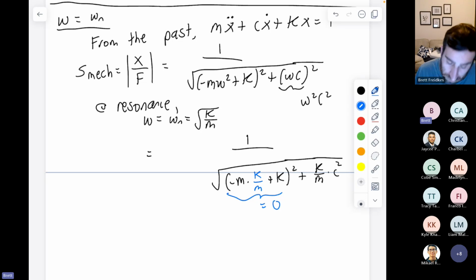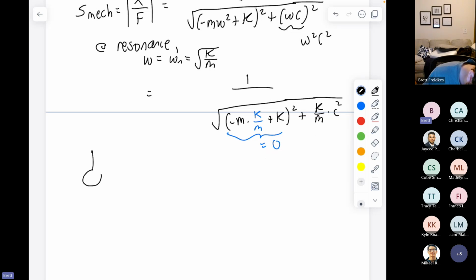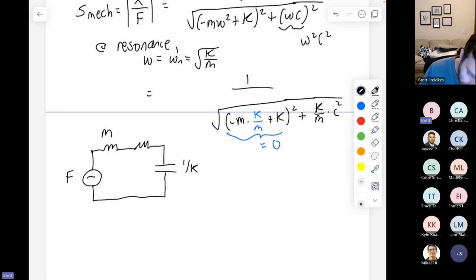Now, the reason that this is important is that if I were to draw a circuit of this system, oops, I hate that I use C. That's so stupid. Okay. Let's see. That's a damper. Sorry.